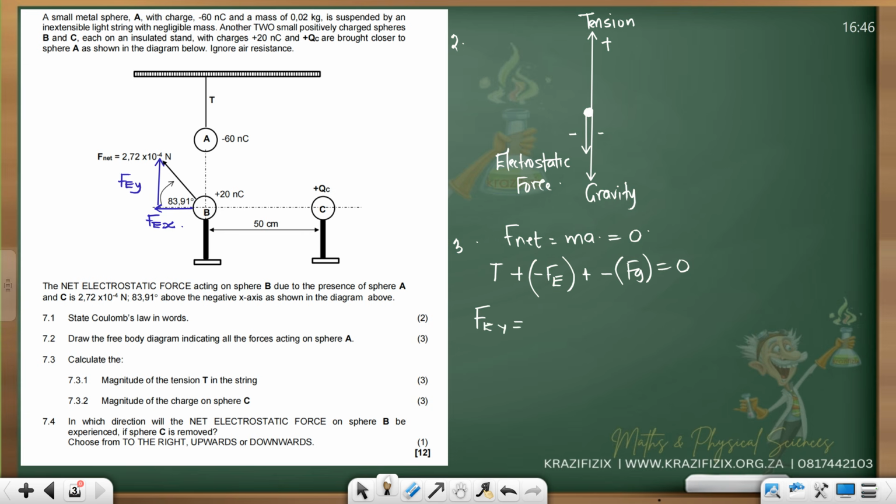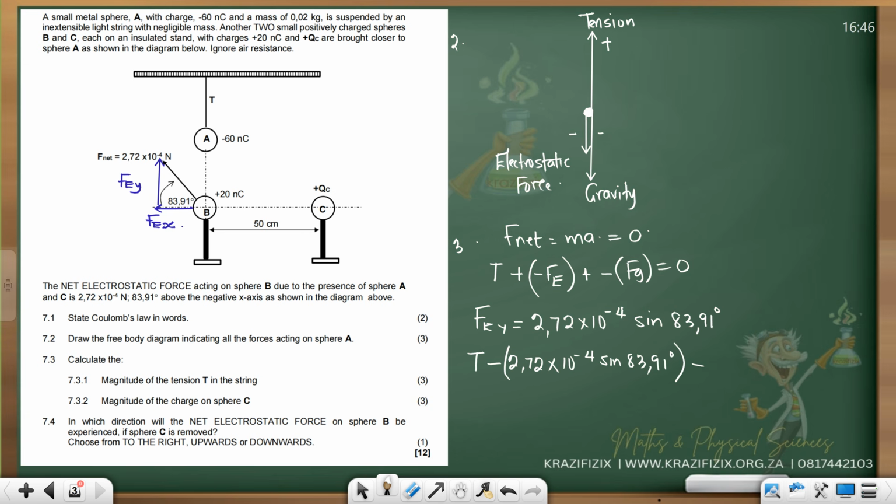I told you that the side facing the angle, we just use sine. Do we know our electrostatic force? 2,72 times 10 to the power negative 4 sine of the angle 83,91 degrees. In fact, why are we doing it separately? So we can bring it in. So what would it be? T minus 2,72 times 10 to the power negative 4 sine 83,91 degrees. Are we together?